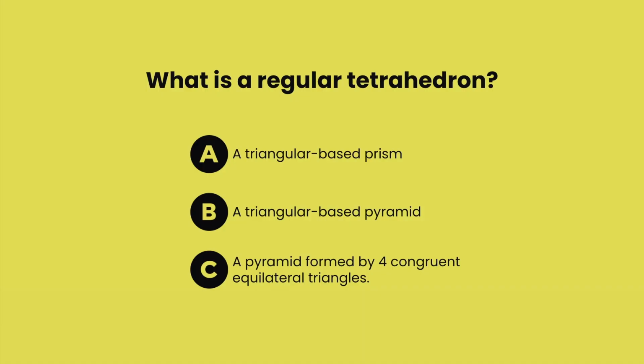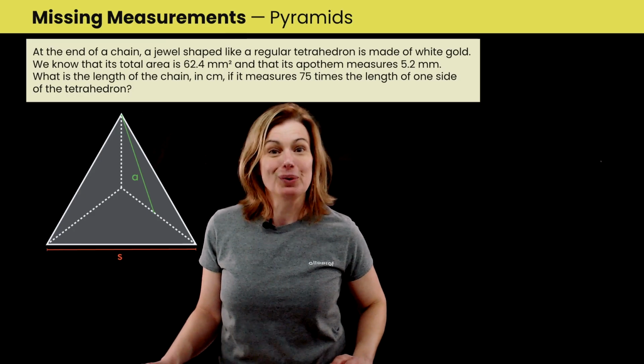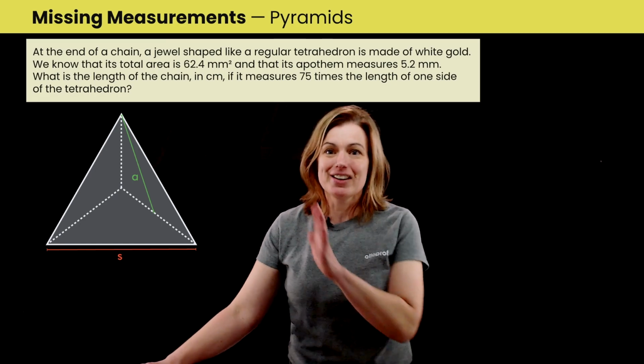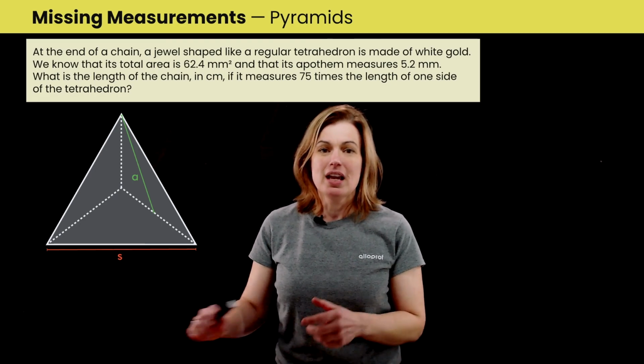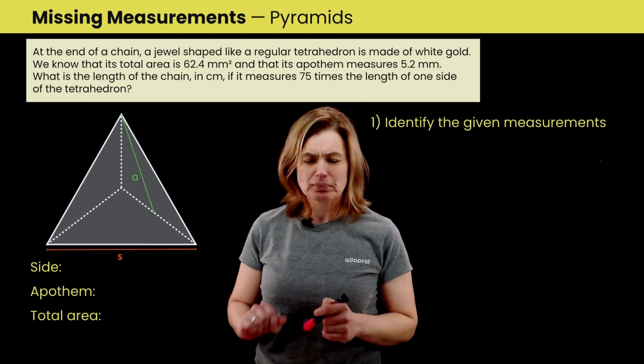First, what is a regular tetrahedron? Now be careful here because we want the most precise answer. If you got C, you were right. Here is our tetrahedron. Okay, so first thing we're going to do is identify the given measures.